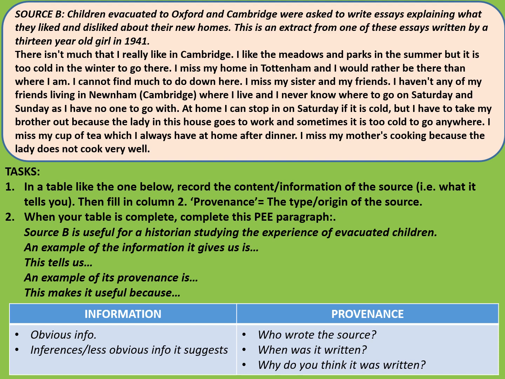Source B is useful for a historian studying the experience of evacuated children. I'm not giving you the choice here. It is useful. So that's how we're going to start. An example of the information it gives us is, and give us an example of the information, and this tells us, and tell us what that informs you. An example of its provenance is, give an example of the provenance from your table. This makes it useful because, and remember when we're talking usefulness, it should be information that is relevant to evacuation that we actually trust and believe. Give that a try. Pause the video while you complete it.